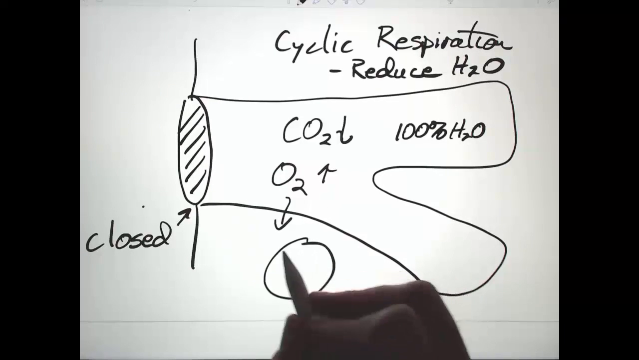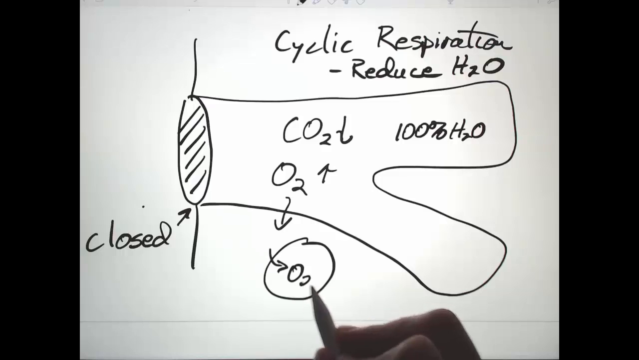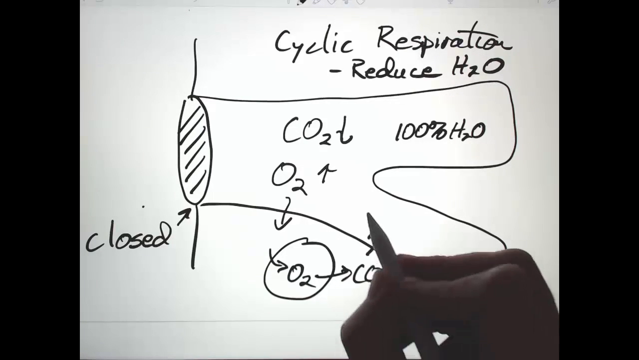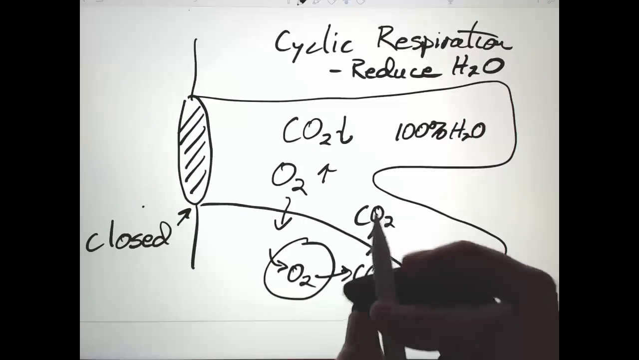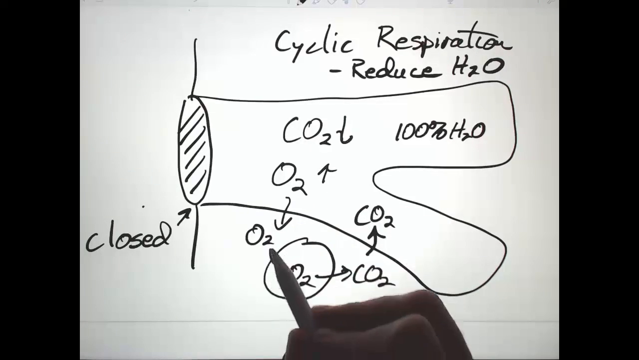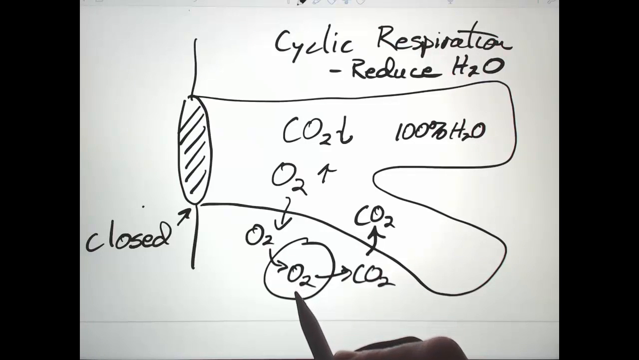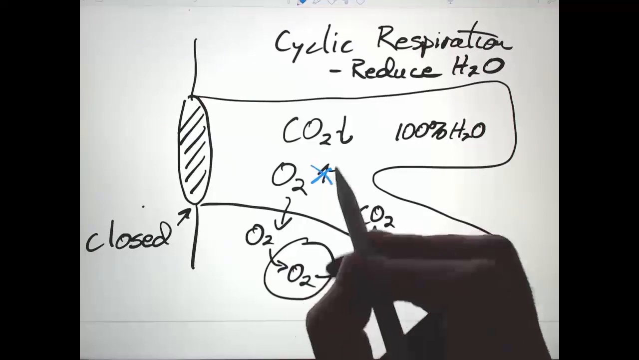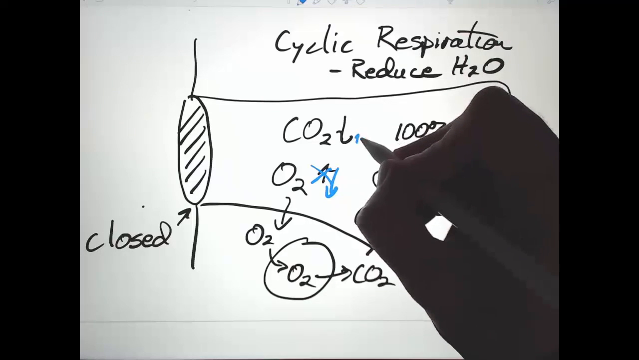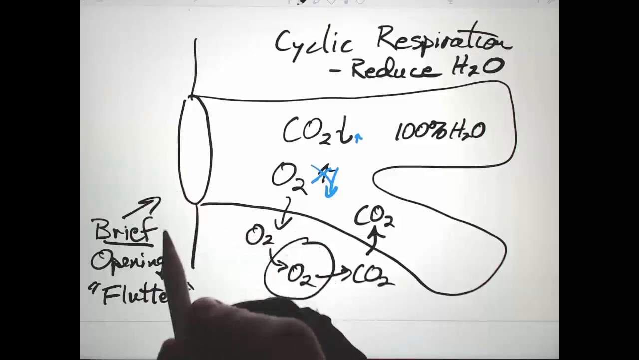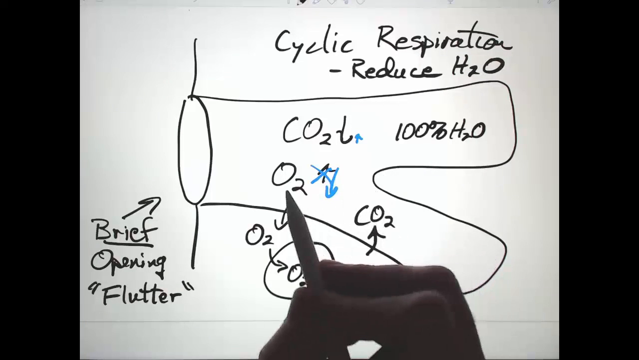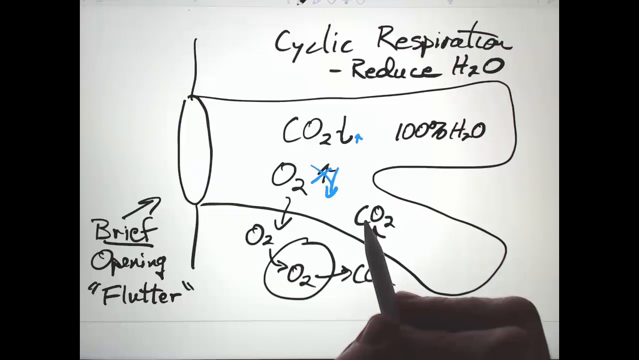Oxygen moves out because oxygen is being picked up by cells that are converting it to carbon dioxide. That carbon dioxide moves back into the trachea. Oxygen follows its partial pressure gradient down into the extracellular fluid and then into the cells. Oxygen levels are going down. Carbon dioxide levels are starting to go up. The spiracle opens very briefly. Water is saturated. And at this point, there's a net decrease in oxygen.